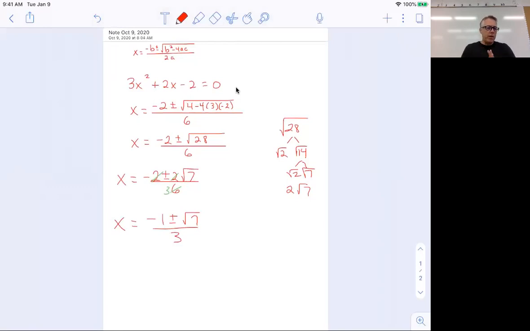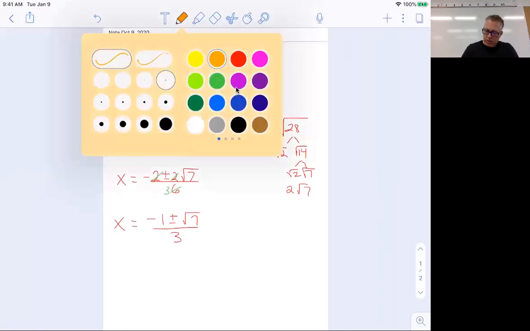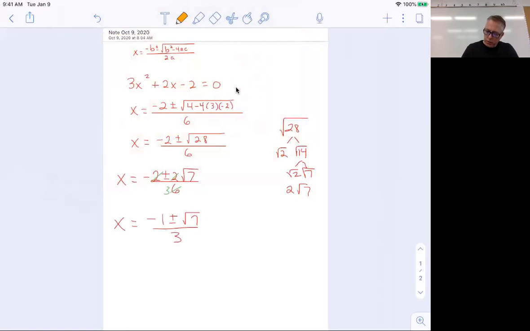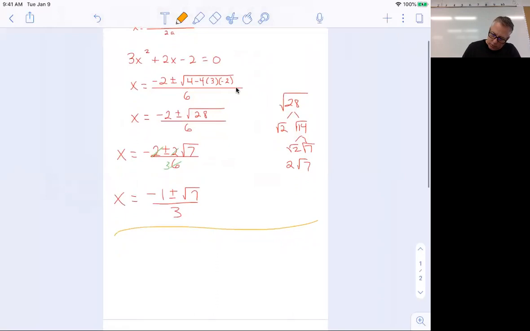All right, that would be a problem that we right now have all the skills to solve. But I'm going to change the problem ever so slightly and do it again. So I'm going to solve the quadratic 3x squared plus 2x plus 2 is equal to 0. And I'm going to do the same process.